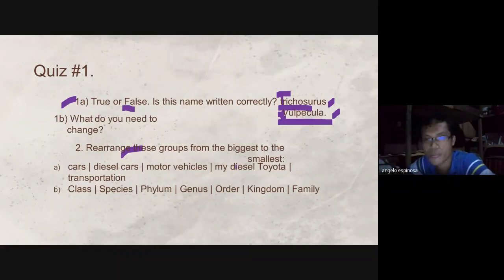Okay, next, we have number two, rearrange these groups from the biggest to the smallest. Disregard mo 'tong letter A. Kasi baka hindi kayo familiar with the brand of cars and motors. We have here letter B. Let's proceed to letter B. Okay? How will you organize or classify this one from biggest to smallest? Sige nga.